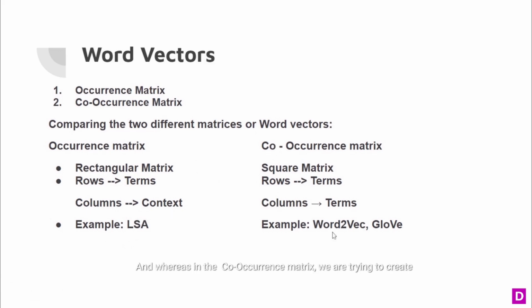Whereas in the co-occurrence matrix, we are trying to create very popular word vectors, which are generally used in sentiment analysis or semantic analysis based solutions. We will be using these vectors, that is Word2Vec and GloVe. I am going to explain LSA, Word2Vec and GloVe in further sessions.